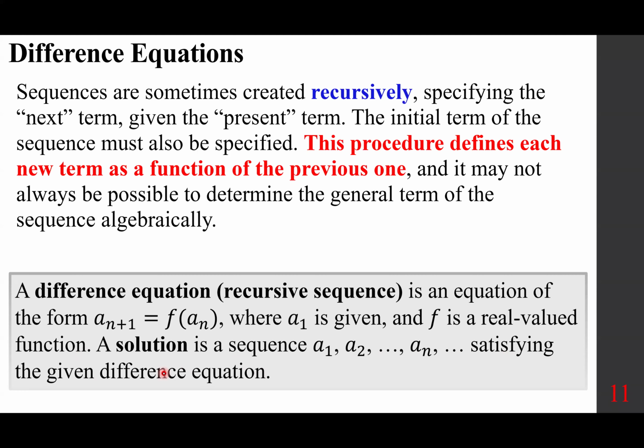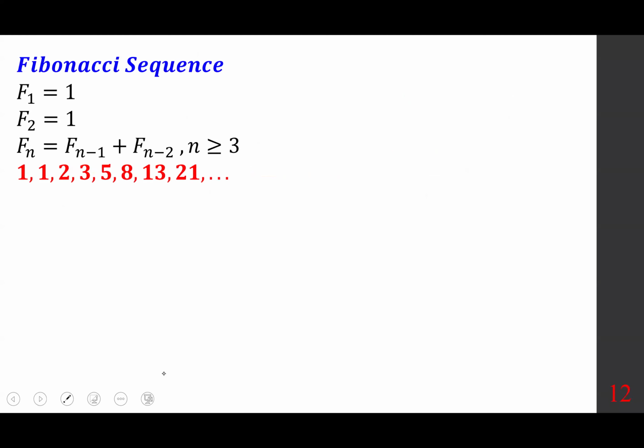One of those is the Fibonacci sequence, a recursive sequence that we have seen. F1 is 1, F2 is 1, and then F sub n is F sub n minus 1 plus F sub n minus 2, as long as n is larger than or equal to 3. What does it mean? That means the first two are fixed numbers, in this case 1 and 1. Then you add them up.